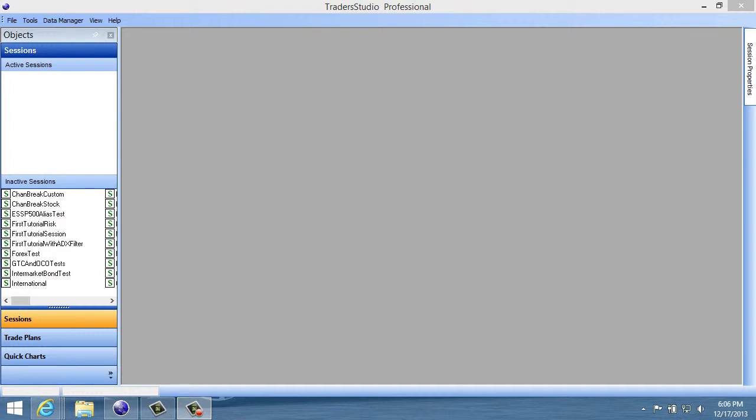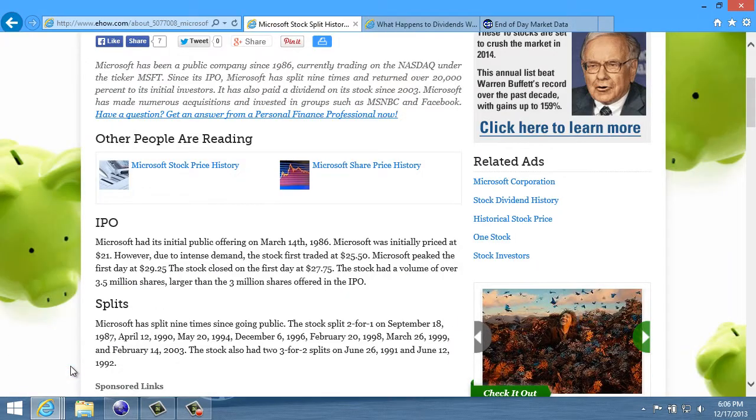In fact, consider the problem of stock splits. Microsoft is a classic example of this problem. It had an IPO in 1986. Since then, it's been split 9 times. 7 times it's been split 2 for 1, and 2 times it's been split 3 for 2. What does this mean? It means if you own 1 share of Microsoft way back in 1986, you would now have 288 shares of Microsoft right now.